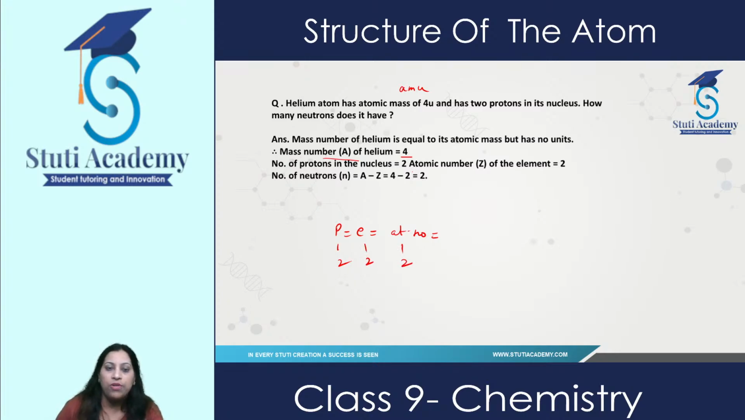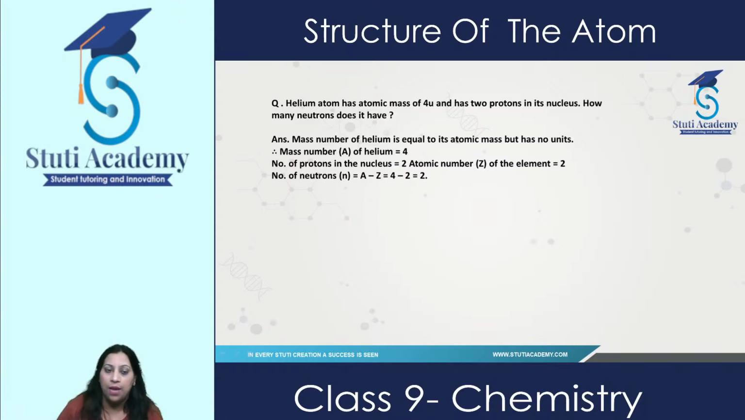We need to find out number of neutrons and formula for this is mass number minus atomic number. Mass number which is given 4 and atomic number is 2. So by subtracting these two numbers, we'll get 2. The number of neutrons present in helium atom is 2. Fine. Now one more question which can come in exam.